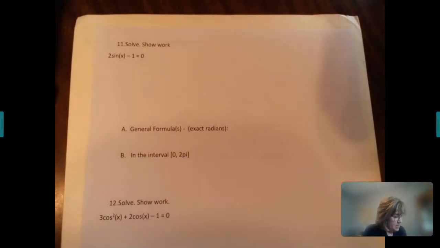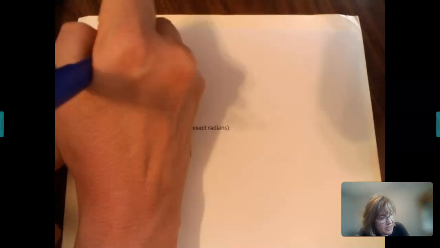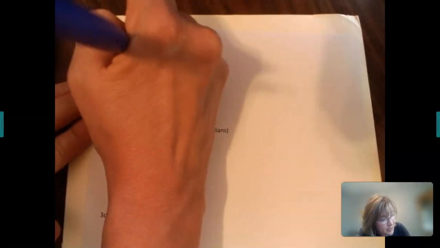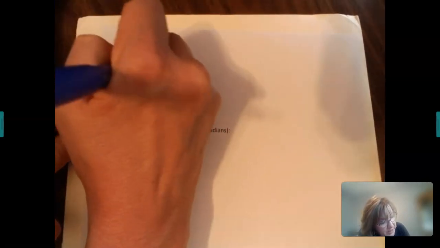All right, here we go. So let's look at this part of the review. Again, isolate the function. That's how you solve every equation in the entire world.